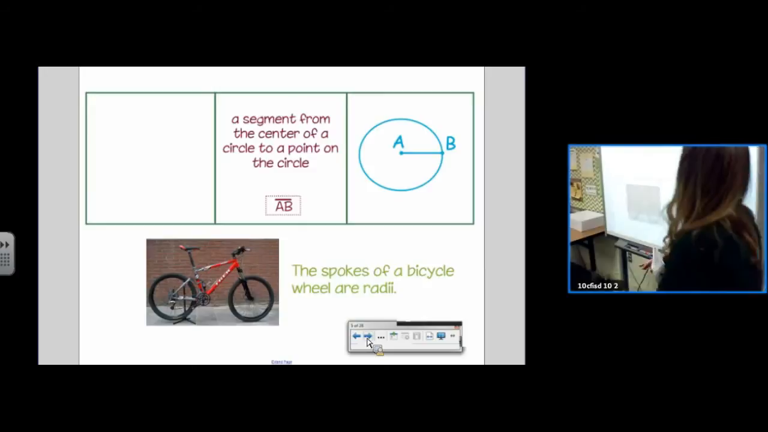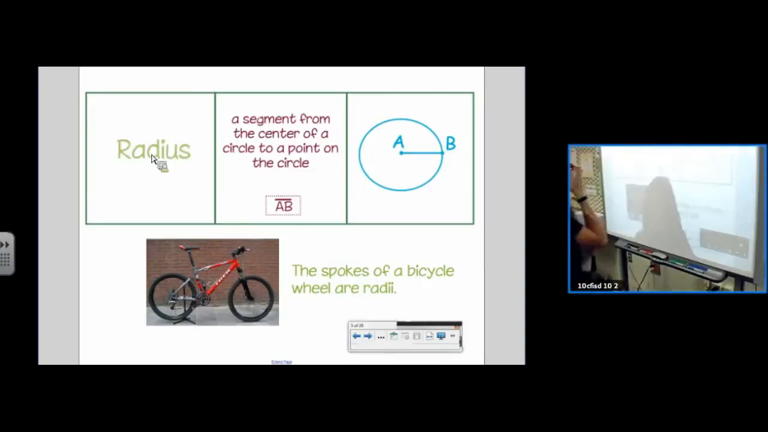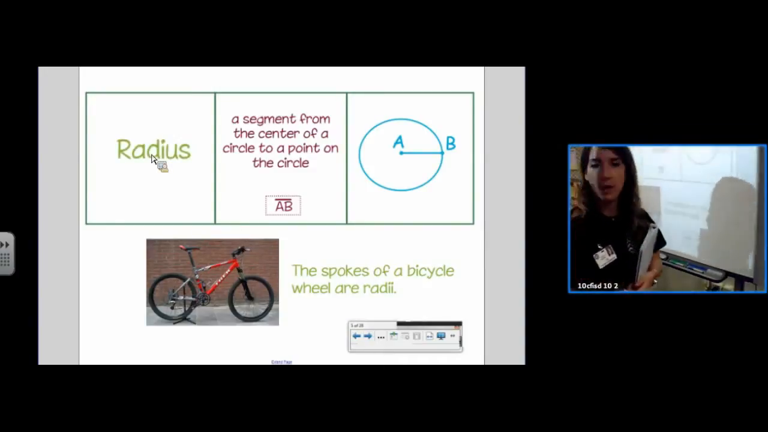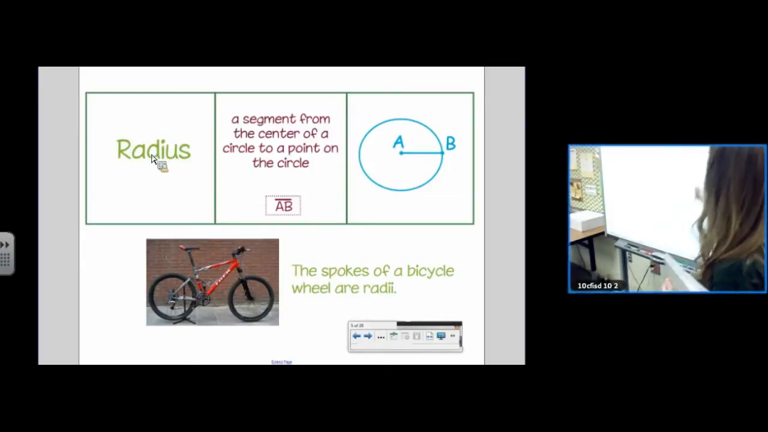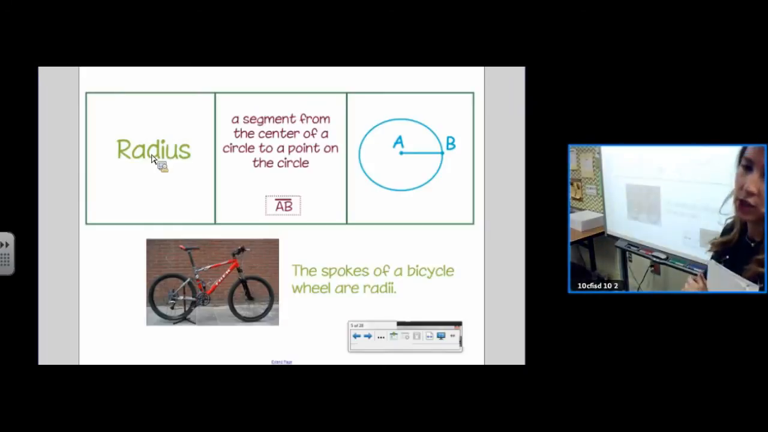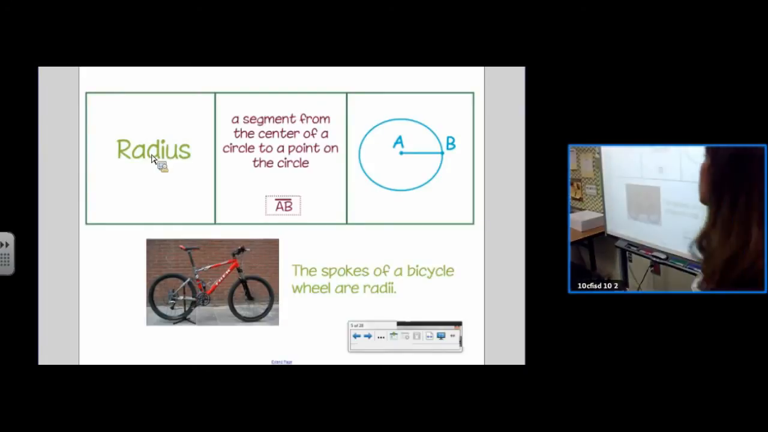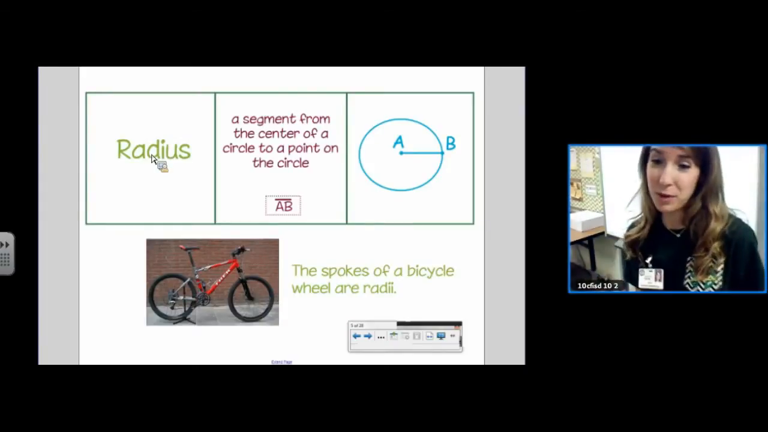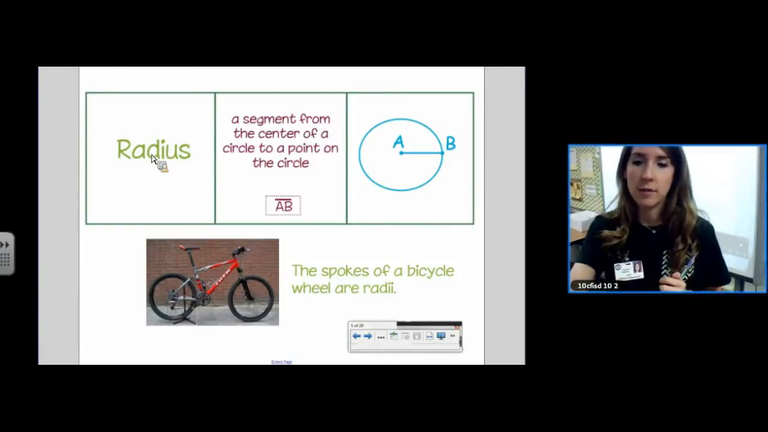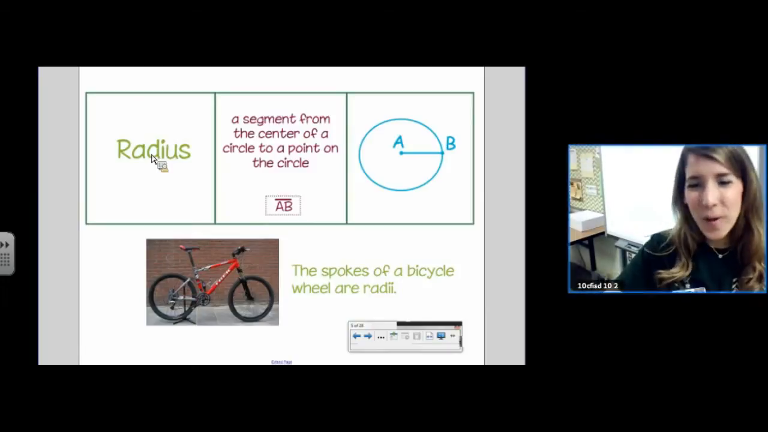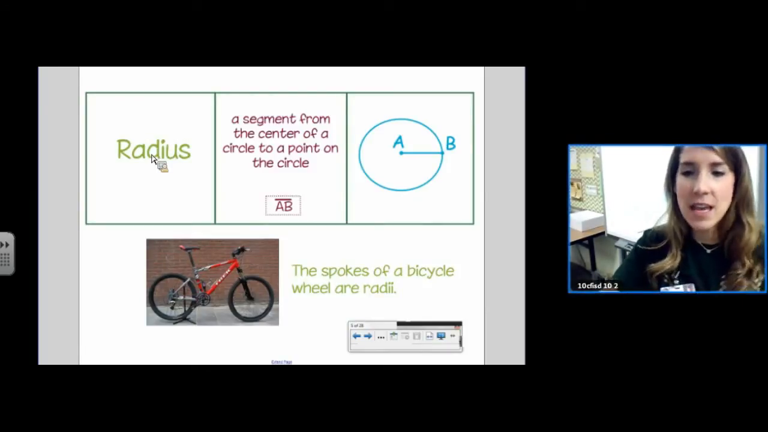Radius, of course. The radius is a segment from the center of a circle to a point on the circle. So go ahead and write the word radius and then add radius AB to your picture. How many radii, radii by the way is plural for radius, you put two i's on it. How many radii does a circle have? Of course, infinite.